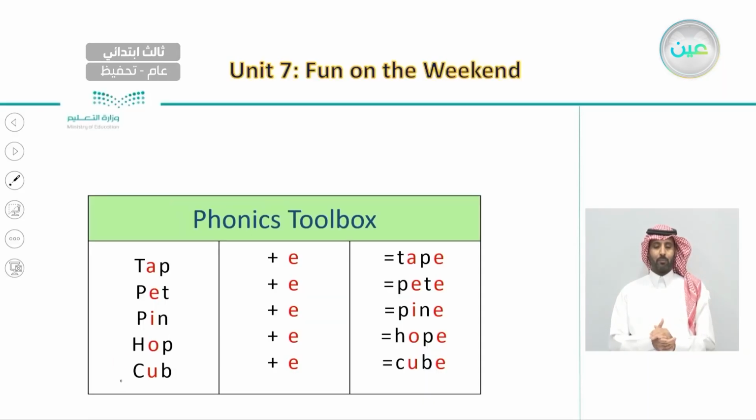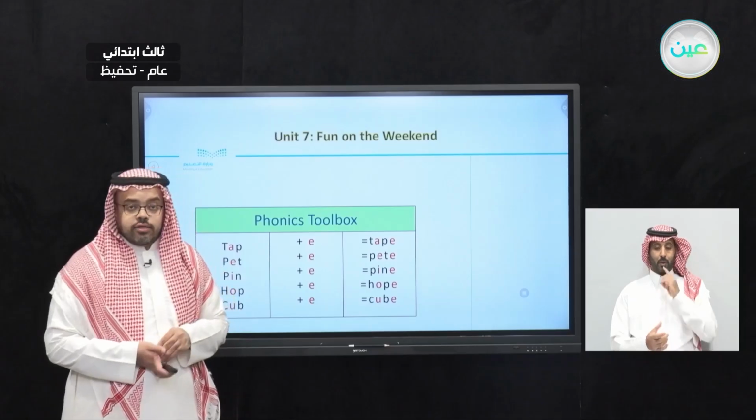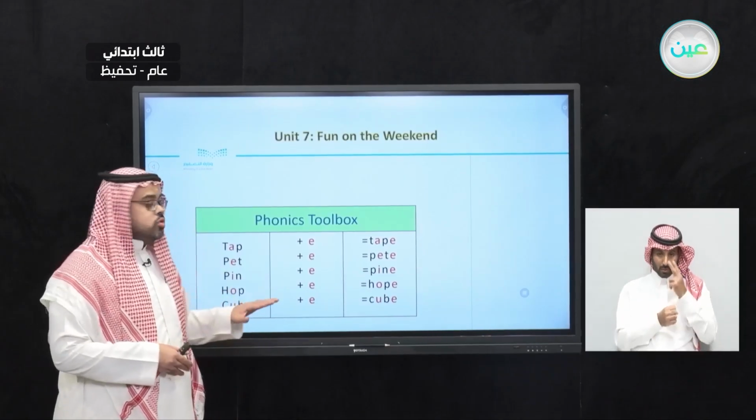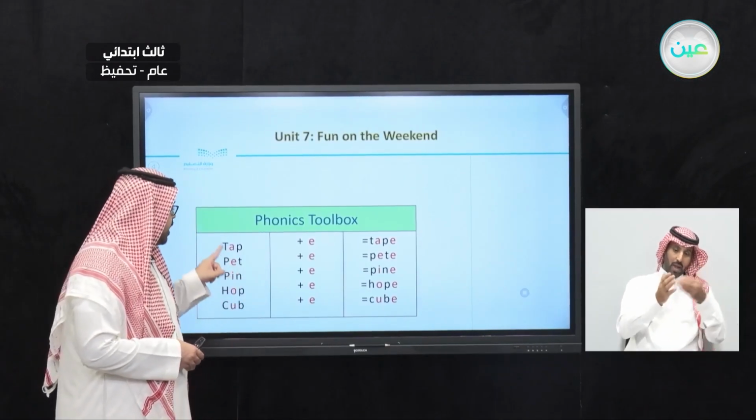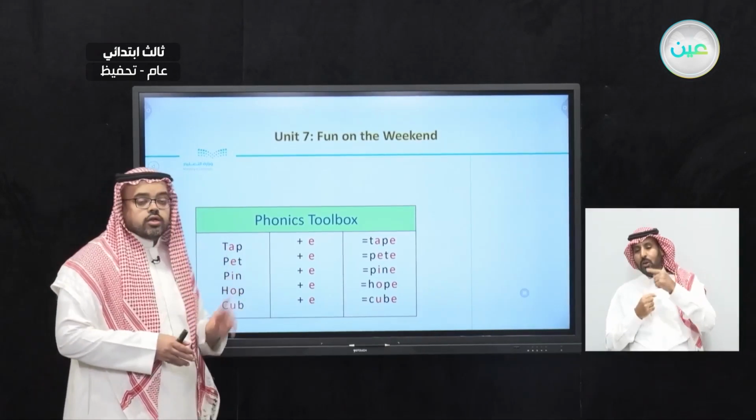And the last word here, cub. Cub. Say with me, cub. And when we add E to the word cub, the word will be cube. Cube. So the idea is, sometimes we do have letters like A, E, I, O, and U.